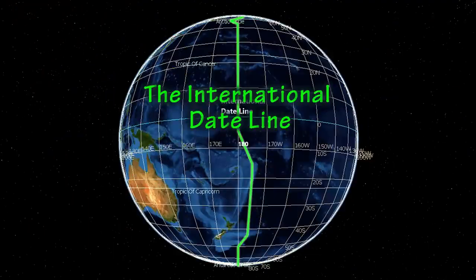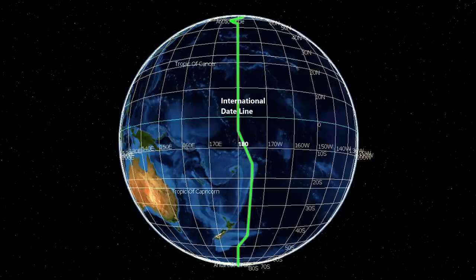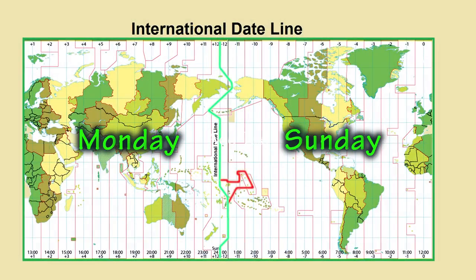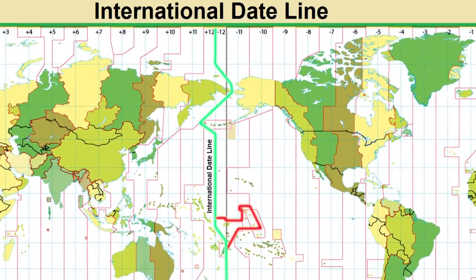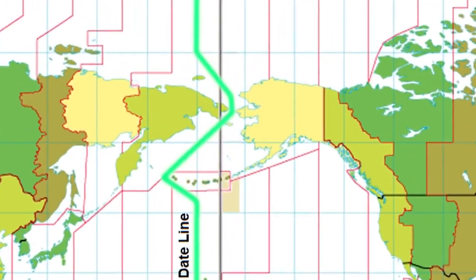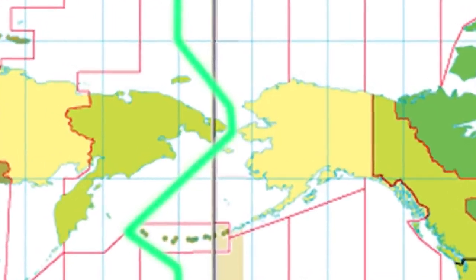The International Date Line is an imaginary line lying 180 degrees in the line of longitude, on the opposite side of the Earth to the prime meridian. This line separates one calendar day from another. The International Date Line deviates in places to avoid crossing any land.